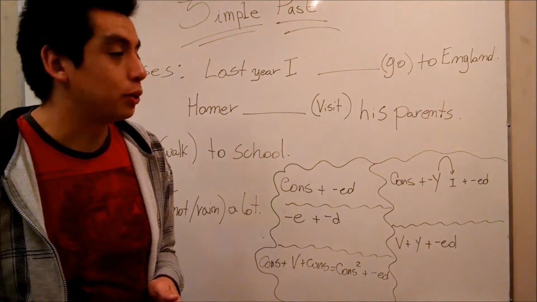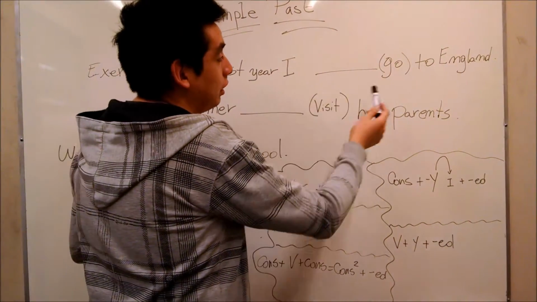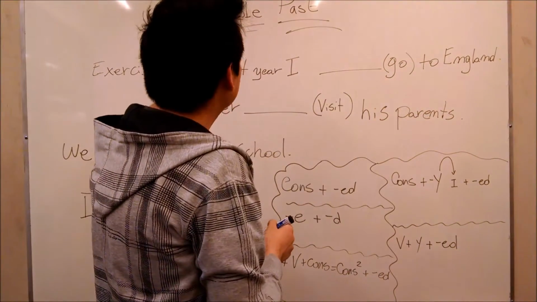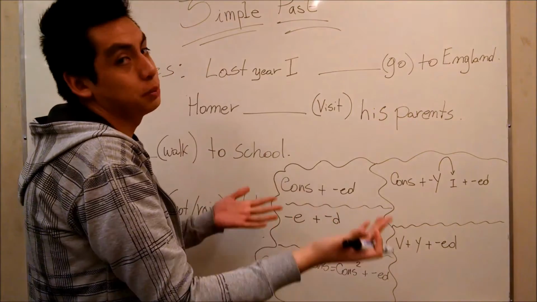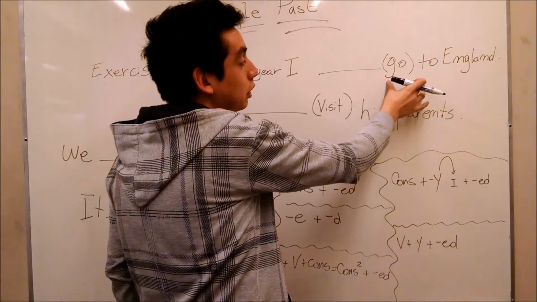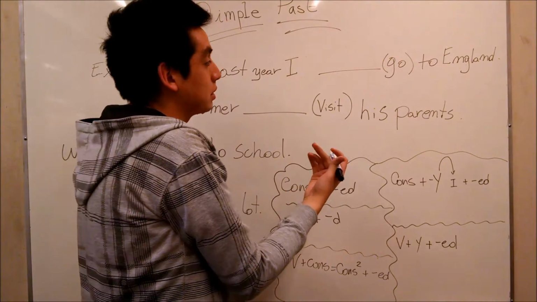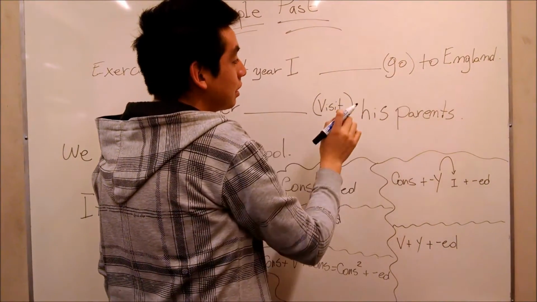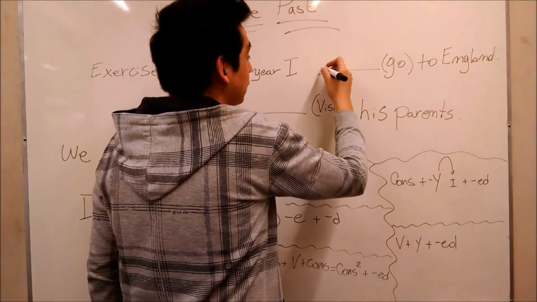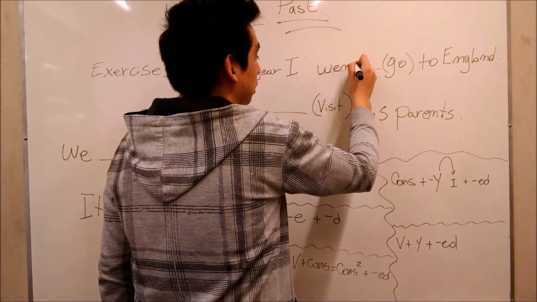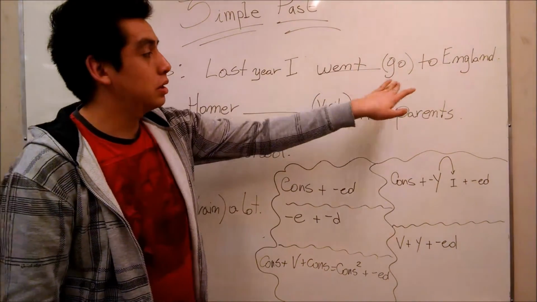First of all we have: last year I go to England. In this case, we are using simple past and we're saying last year, so it is in the past. So the verb go, we have to put it in past. Go is an irregular verb, so we put went. Last year I went to England.